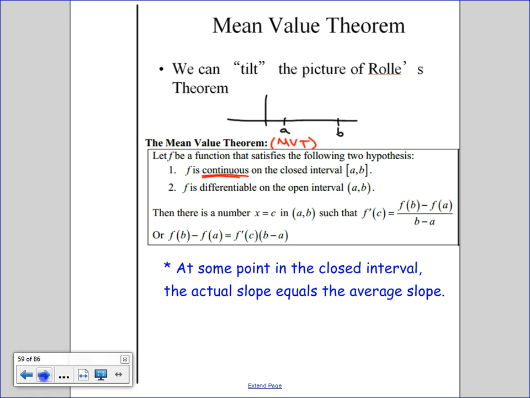Yeah, f of A does not have to equal f of B for MVT to be applicable. Rolle's was the specific case where f of A has to equal f of B. MVT says, I don't care, as long as it's continuous and differentiable, I can tell something about its derivative. You don't only know something about the derivative of functions whose y values over a closed interval are equal.